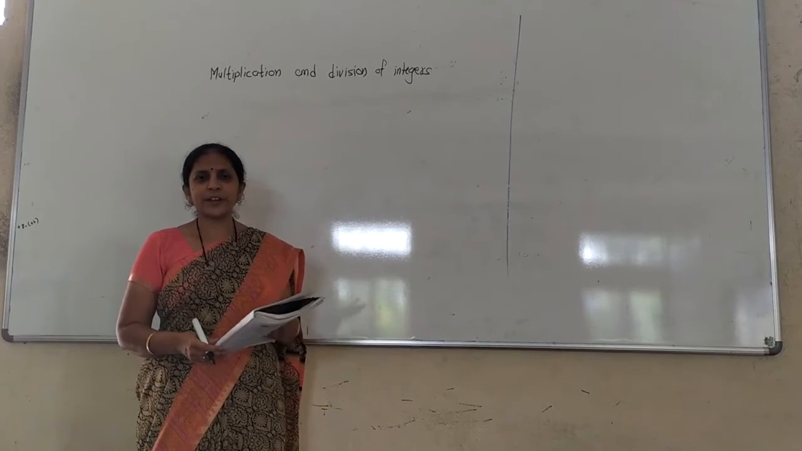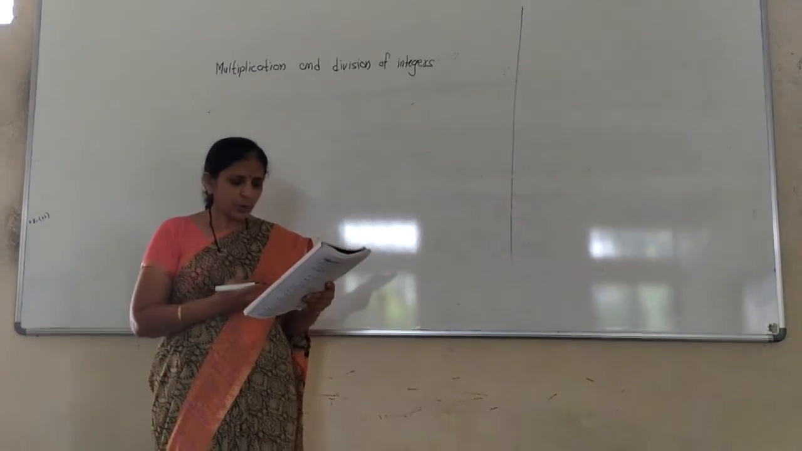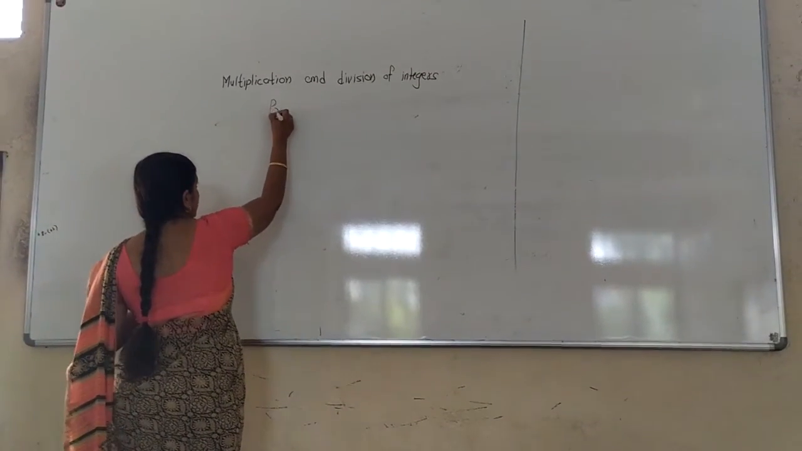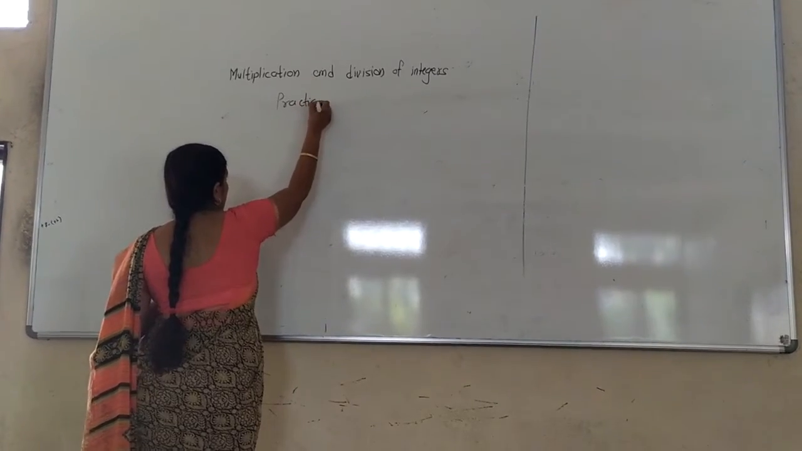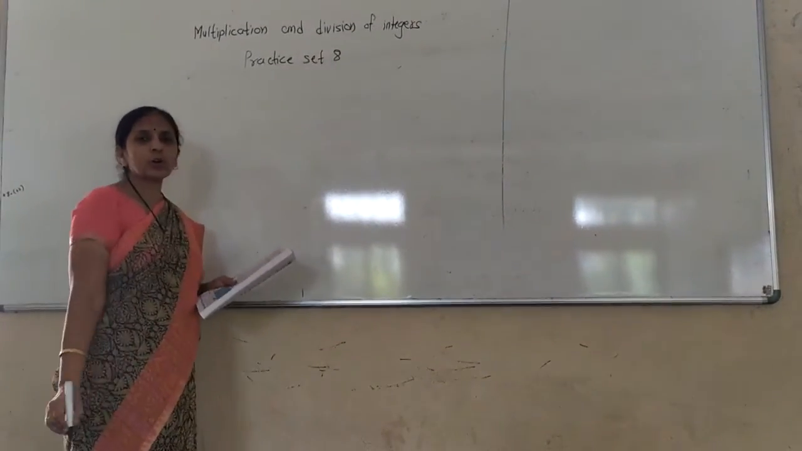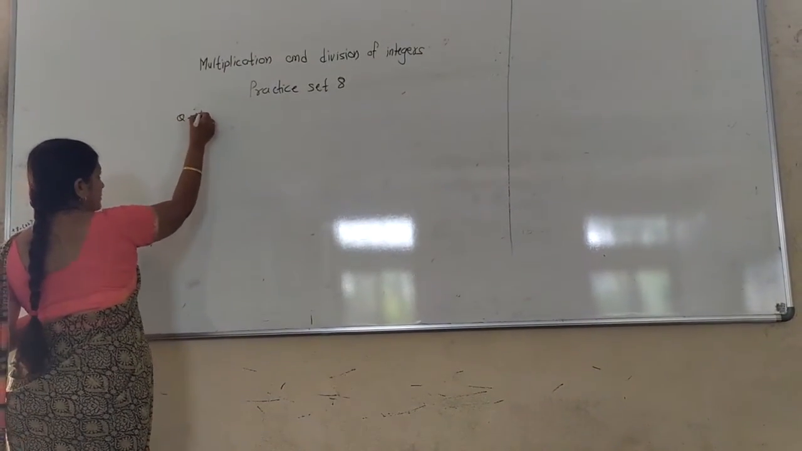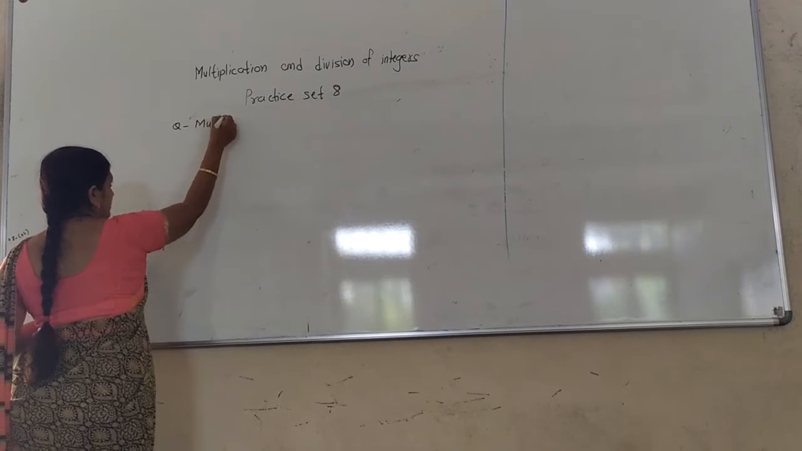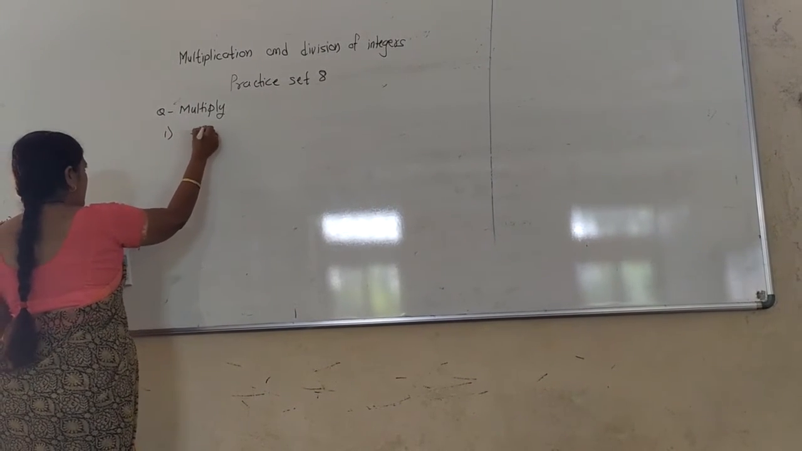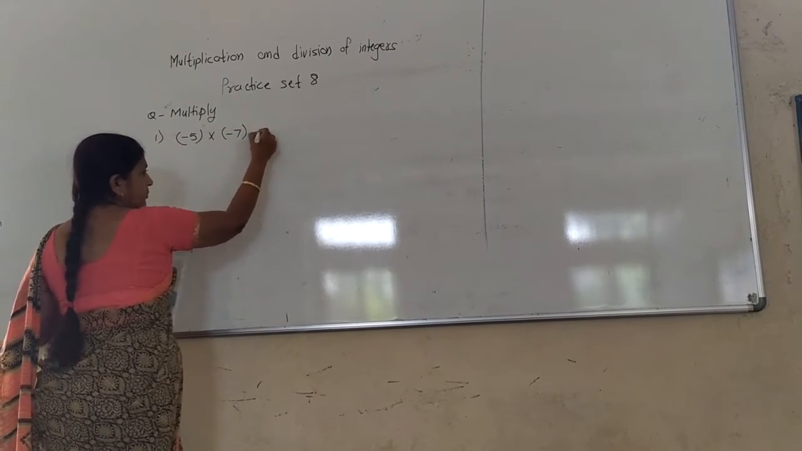Now we have completed learning the multiplication of integers. Now we are going to practice set 8. To solve practice set 8, we have to use the rules which I have taught you. In practice set 8, the question is multiply. First is minus 5 multiplied by minus 7.